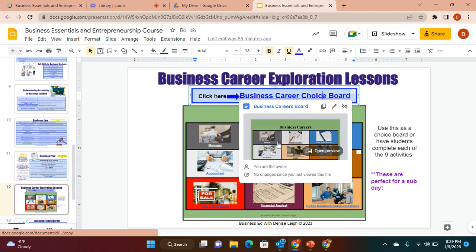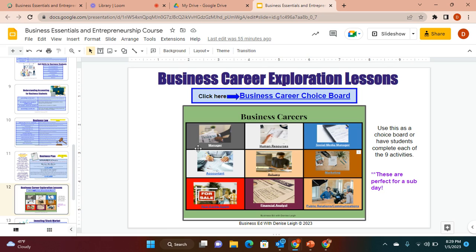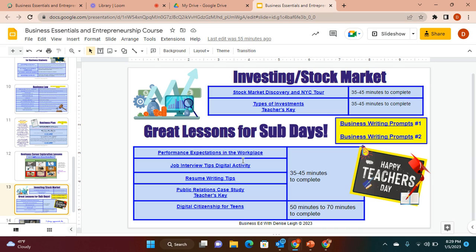These are actually 9 resources. This clicks to a choice board, as you can see. You can make your copy of the choice board, and students can either choose some of these business careers, or you can opt to have them complete all of them, which I do. I want them to know about managers, human resources as a career, actuarial science as a career, marketing, public relations, real estate. But these are 9 career digital activities for discovery.